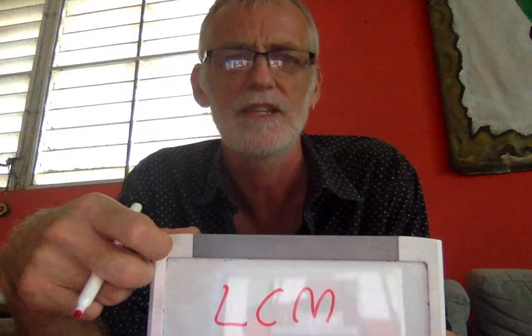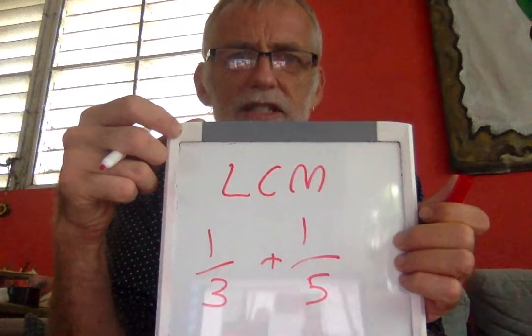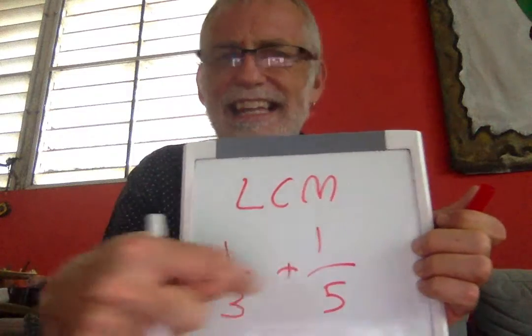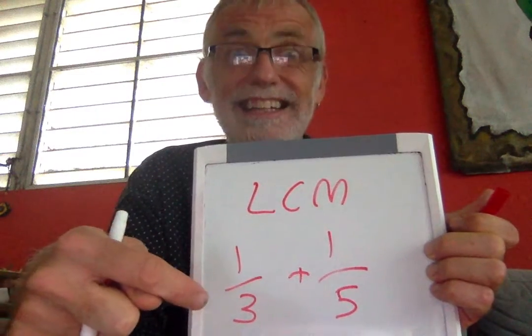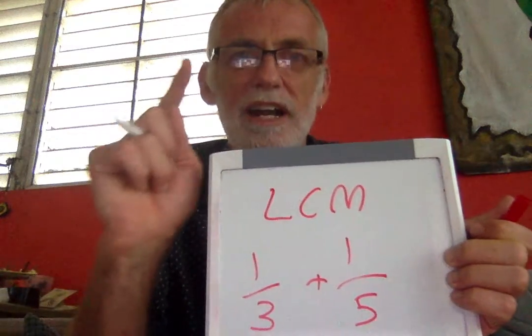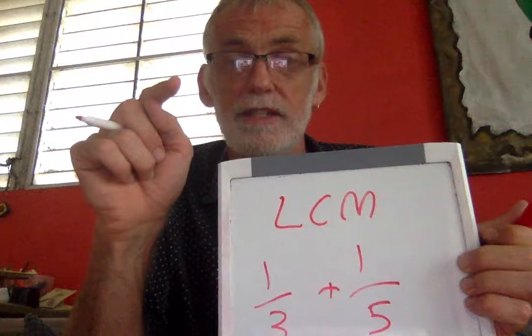Hello. We're going to talk about the LCM, the least common multiple. The reason you need to know that is when you're doing fractions and adding them, I can't add these together, can I? Because the numbers on the bottom are different. I need them to be the same. So I need to find the multiple, which is simply the number.